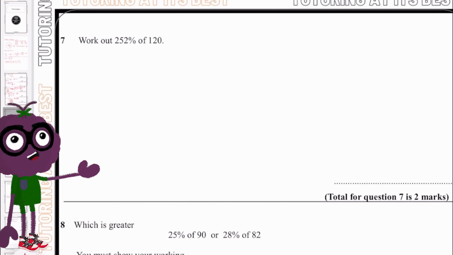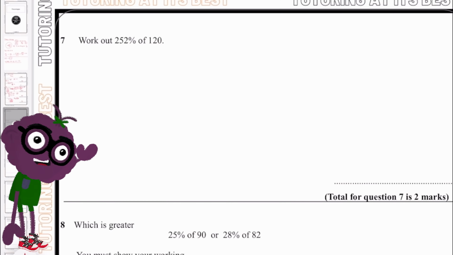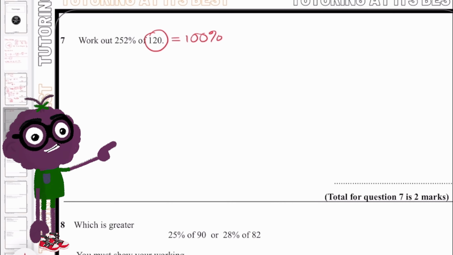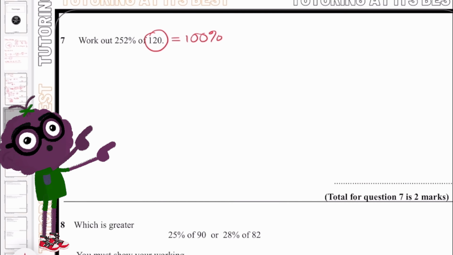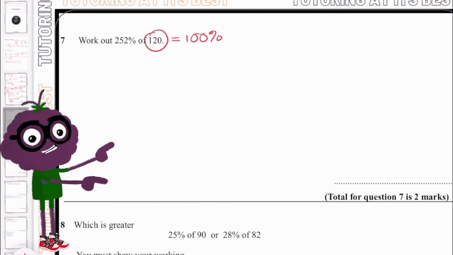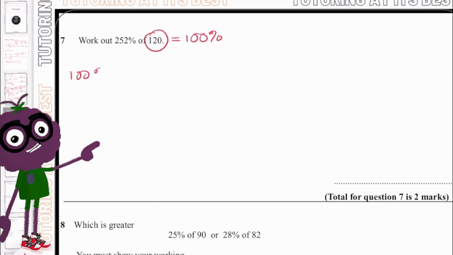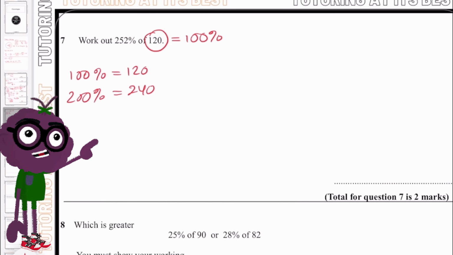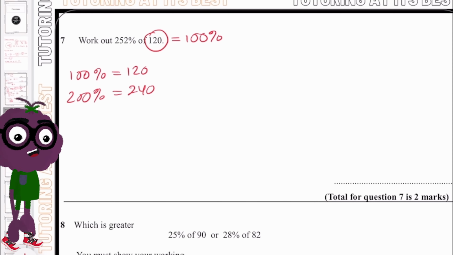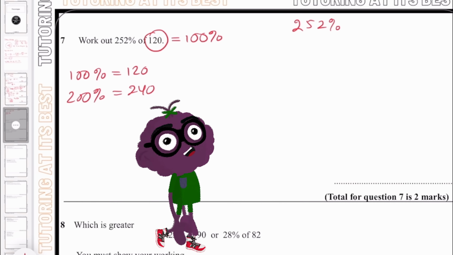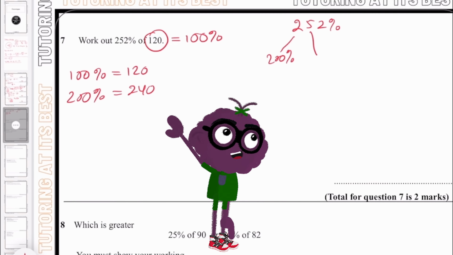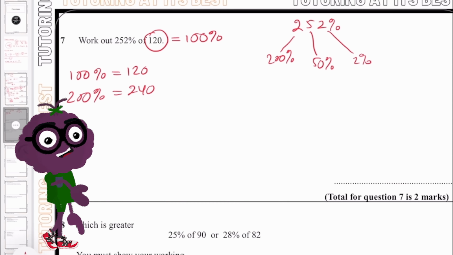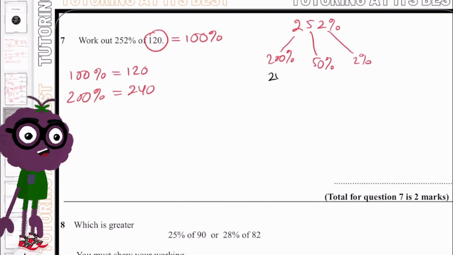Okay, question number 7. Work out 252% of 120. Well, now we know that 120 is equivalent to 100%. And now this question is asking for something higher than 100%. So let's start off by saying that 100% is equal to 120. So 200% should be equal to 240 because I've doubled it. So out of the 252%, let's partition this to 200%, 50%, and 2%. Now we know here that 200% is 240.